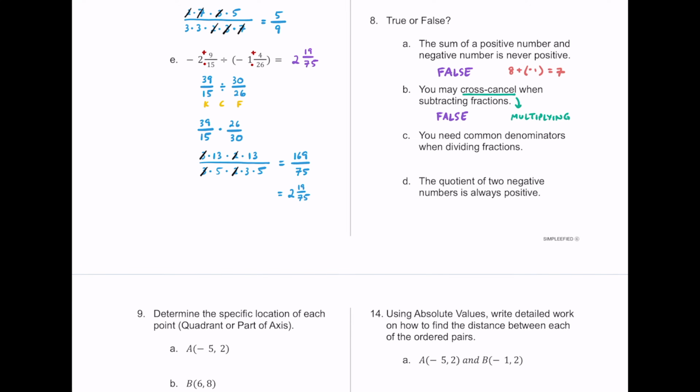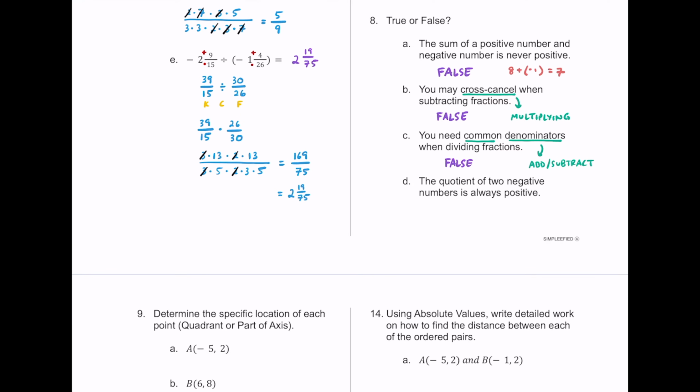For 8c, you need common denominators when dividing fractions. This is going to be false. Let's think about when we need common denominators. That is only specifically for adding and subtracting. So don't worry about getting common denominators when you are multiplying or dividing.